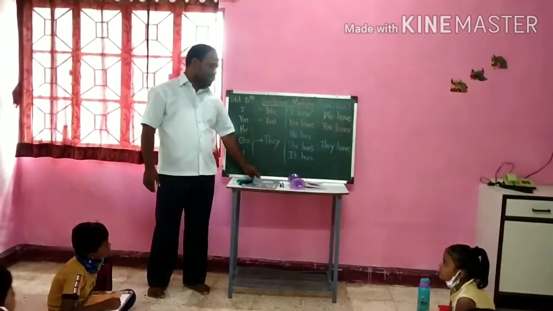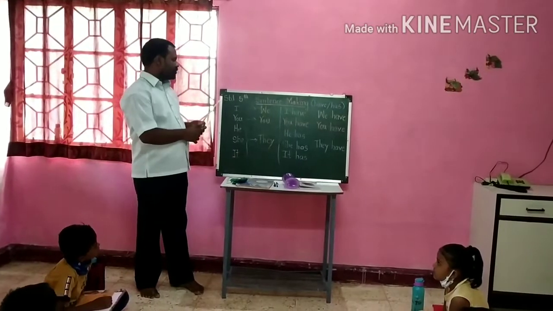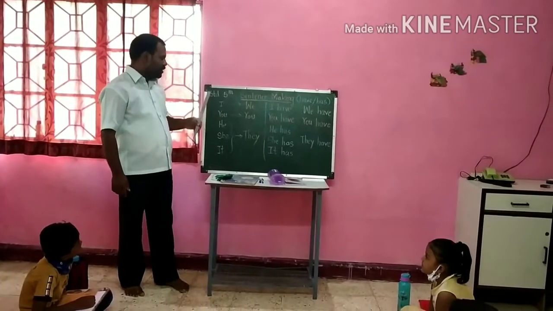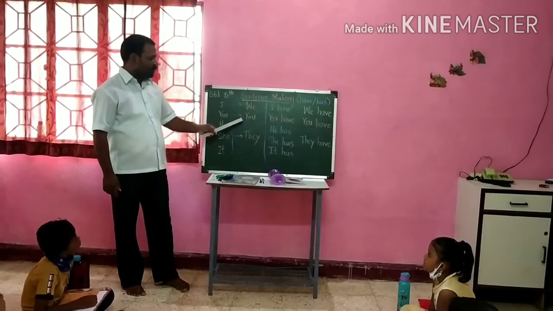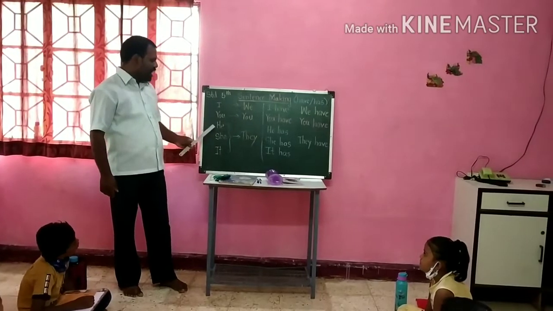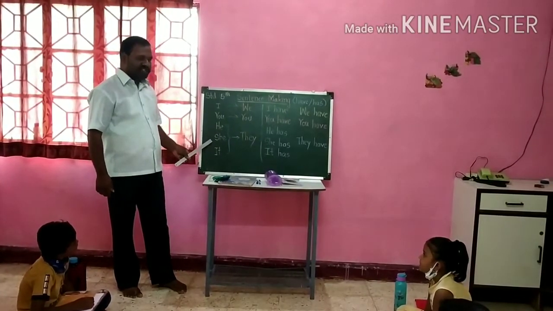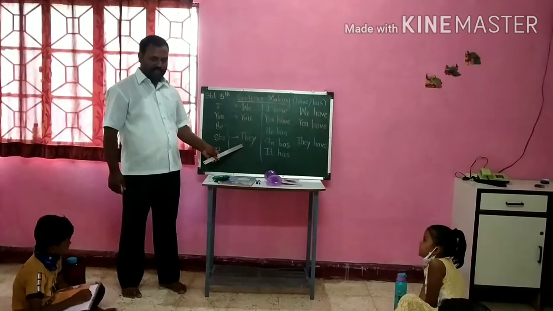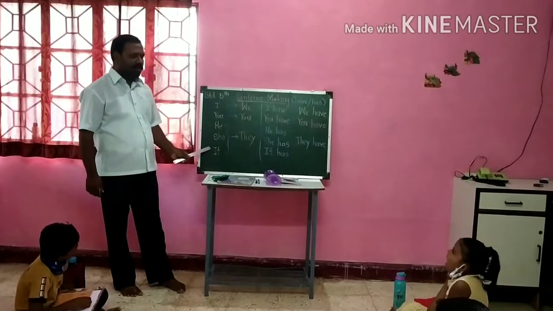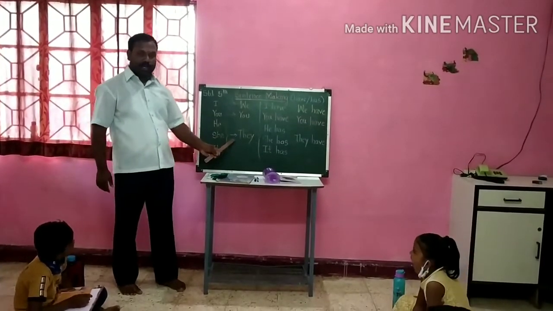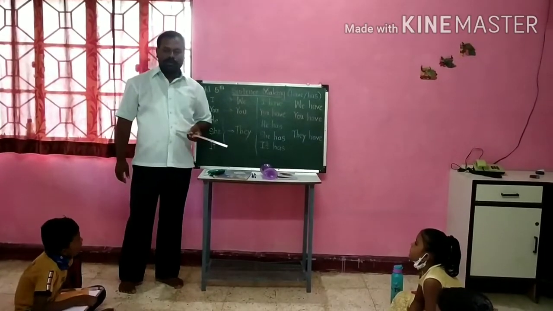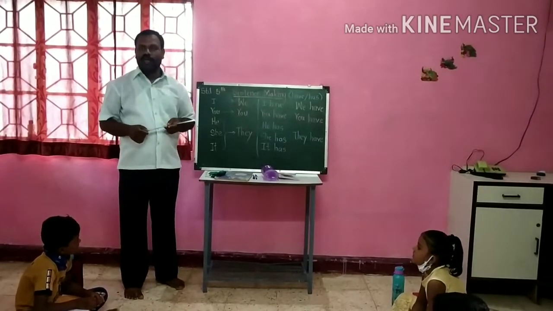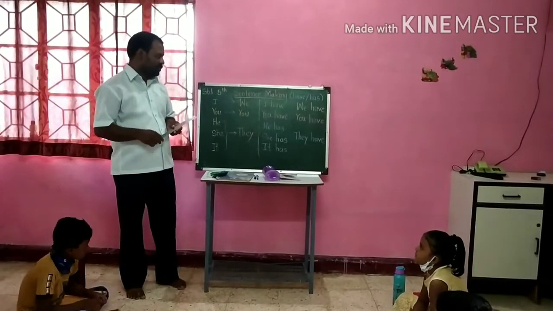First of all, we will see pronouns: I, we, you, he. Singular pronouns and these are plural. Now we will see where have and has comes.